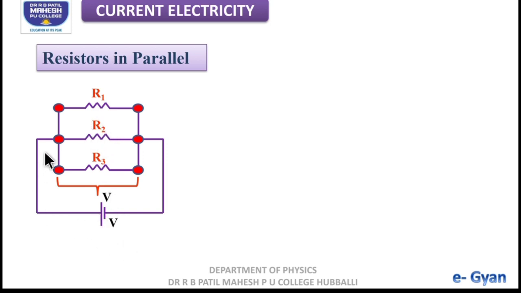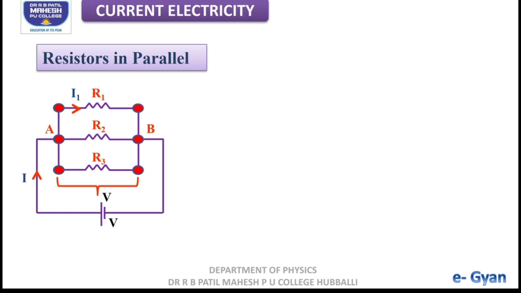Positive of battery is connected to one end of R3, negative of battery is connected to the other end of R3, hence potential drop across R3 is equal to V. Hence by this we can say that potential drop across each resistance in parallel combination is same. And due to this voltage of the battery, a current is produced in the circuit, and that current gets divided into 3 parts depending upon the values of resistance.